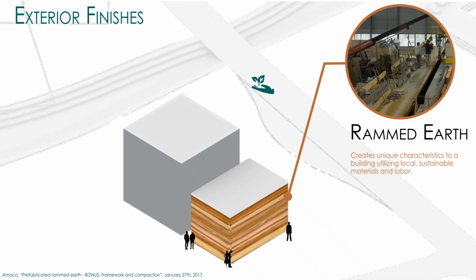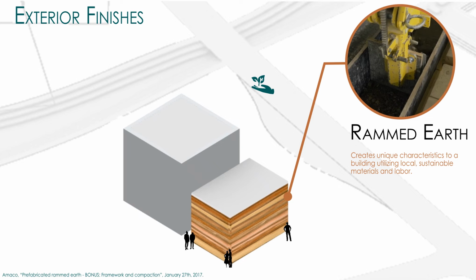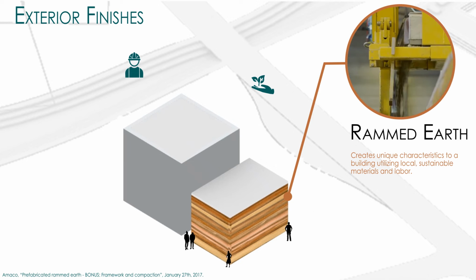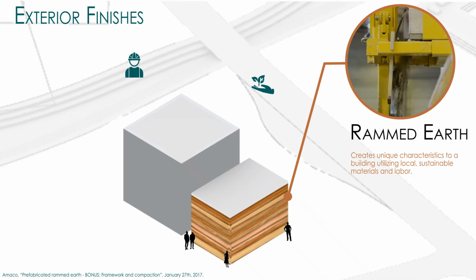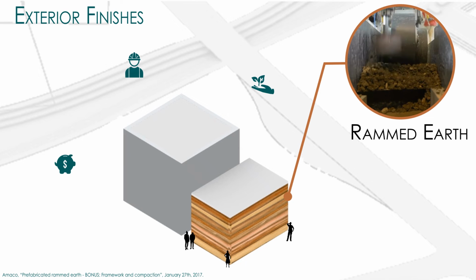Rammed earth can be a sustainable way to provide unique visual characteristics to a building. These walls are produced by layering and compressing different amounts of local soils containing aggregates such as gravel, sand, silt, and clay with a small amount of cement. Previously recycled materials such as concrete can be used in this aggregate mixture to strengthen the wall.